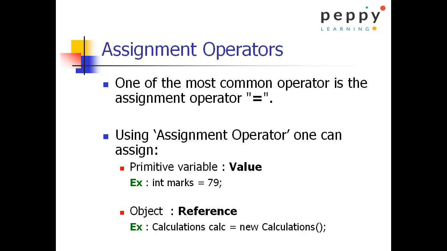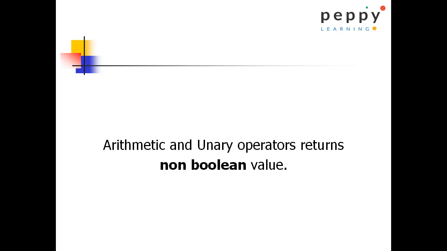Object reference. Let's say calculations is a class. We are creating an object called calc equal to new calculations. Calc contains the reference of the new calculations object in the heap memory. Arithmetic and unary operators return non-Boolean values.